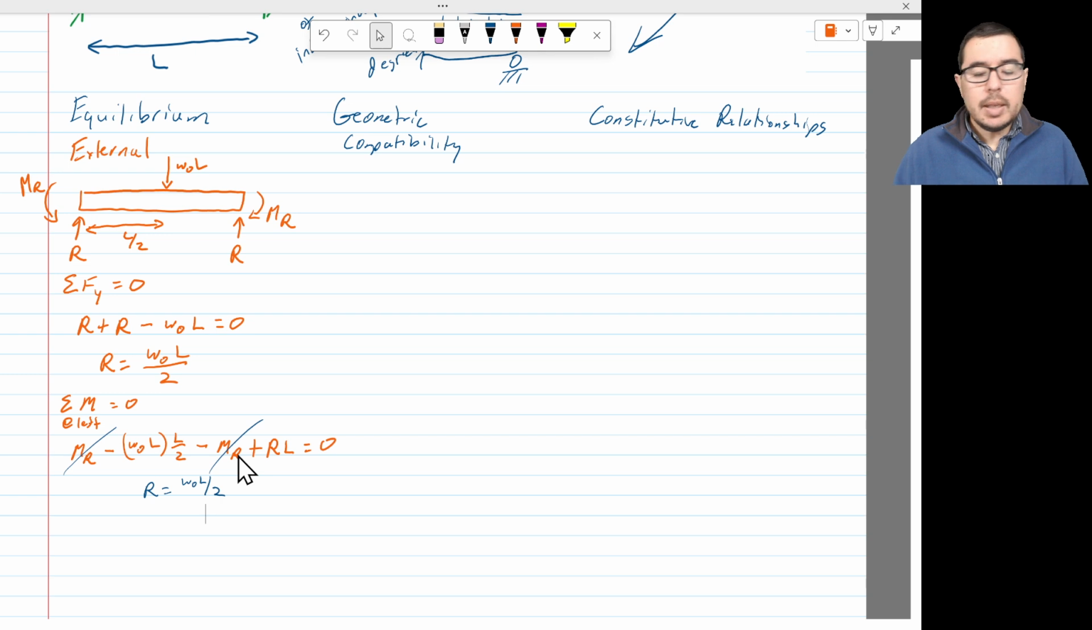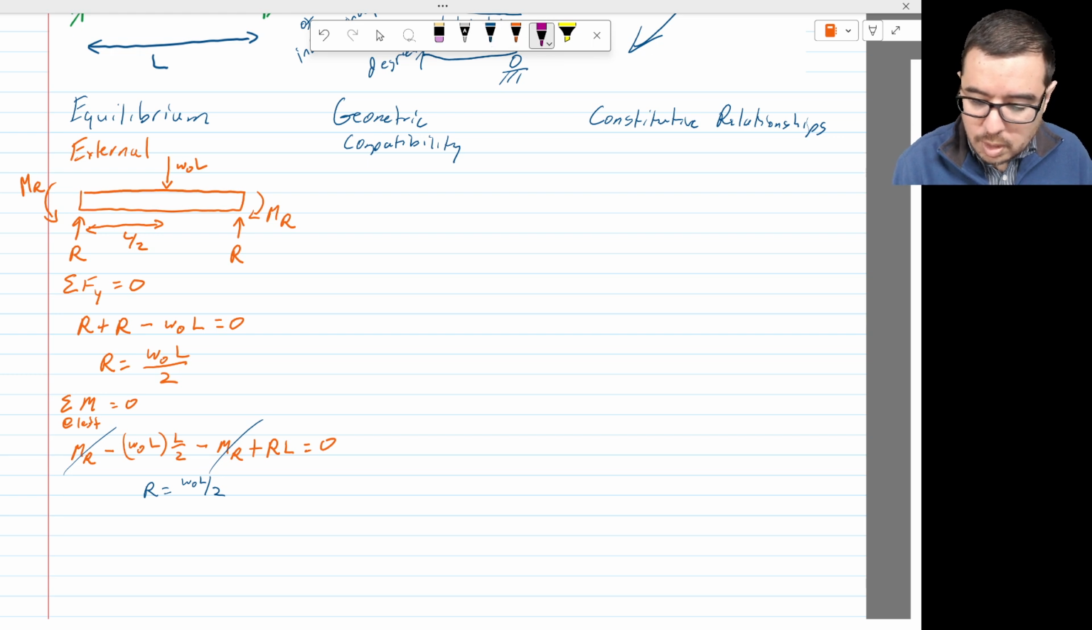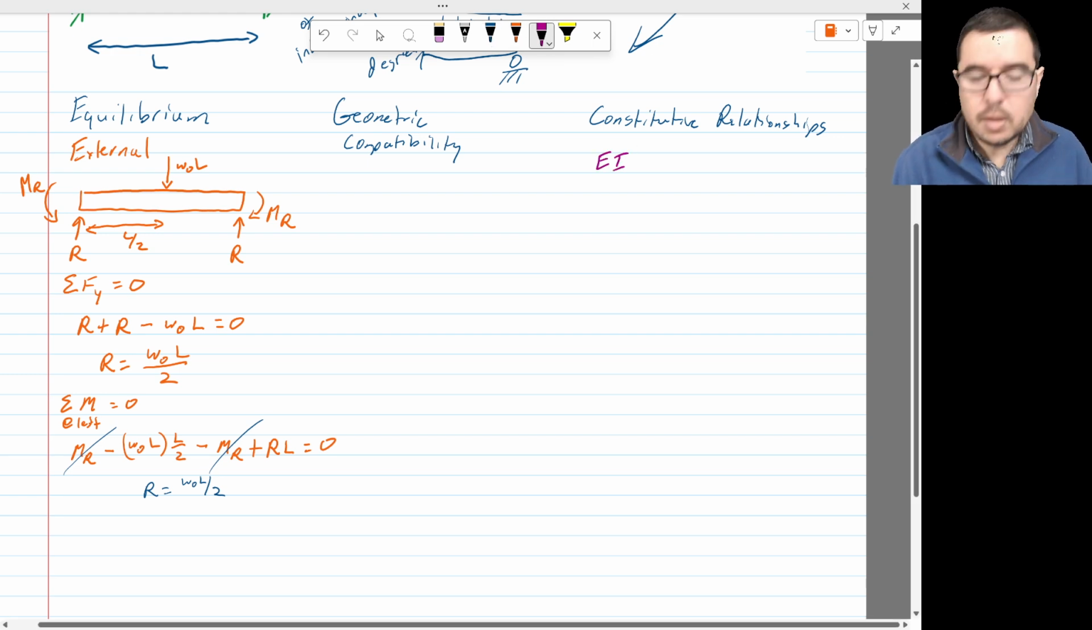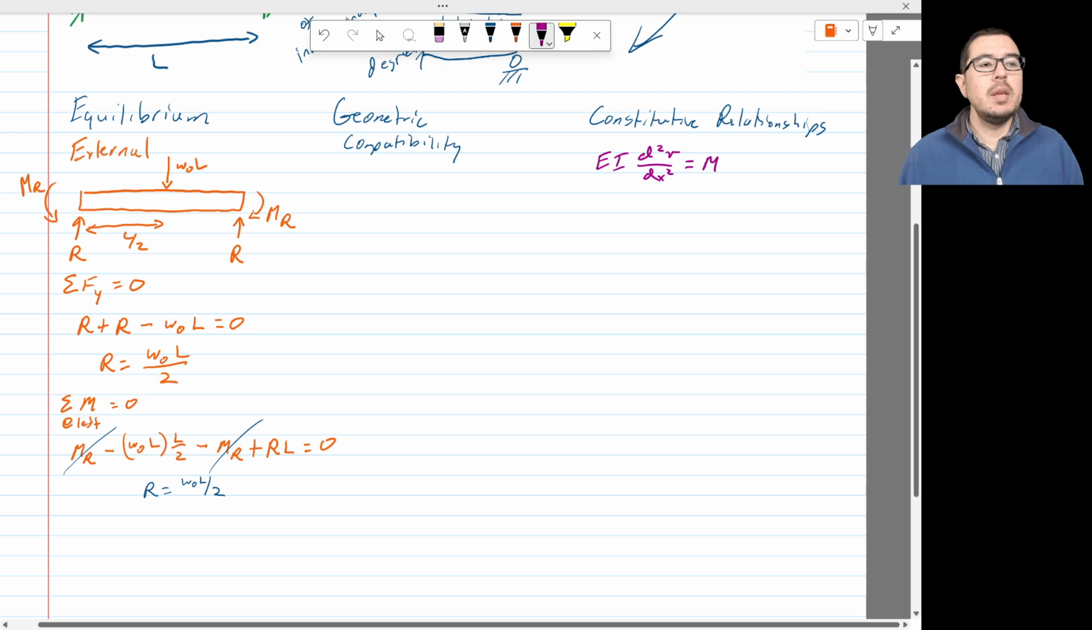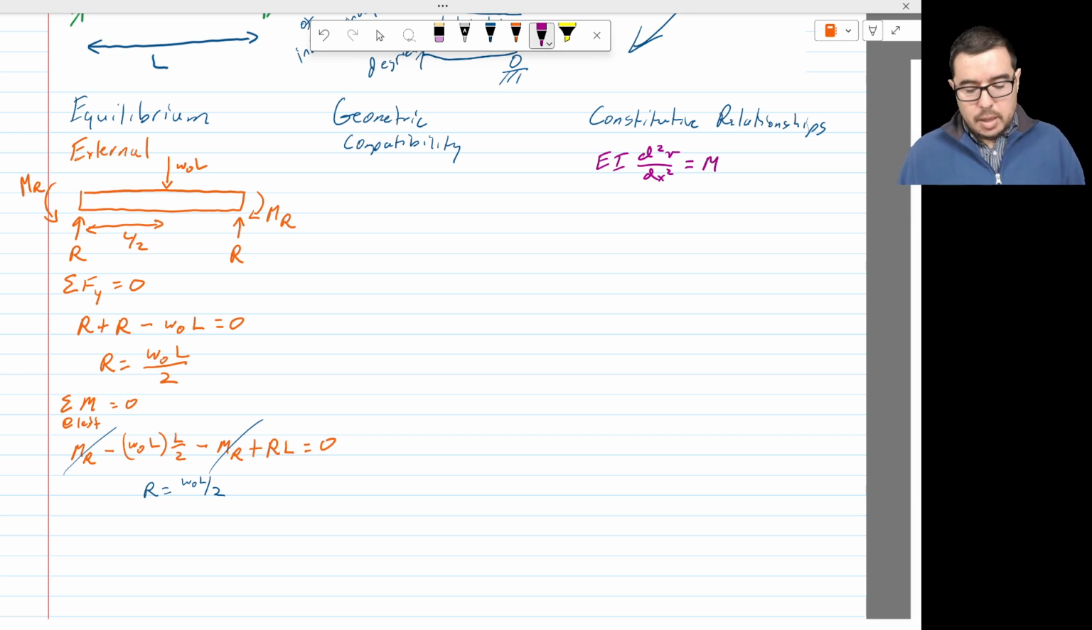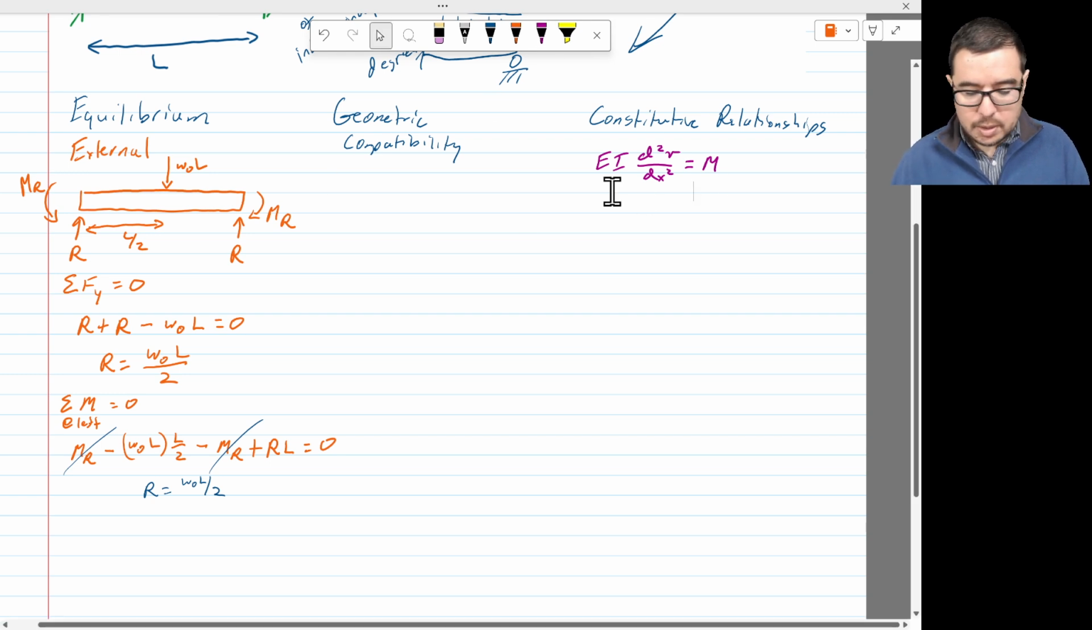Well, what is a constitutive relationship that we can use? We can use EI times the second derivative of the displacement across the beam with respect to x is equal to m. Okay. Now, in order to use this, m is not this MR, but this is the internal m.